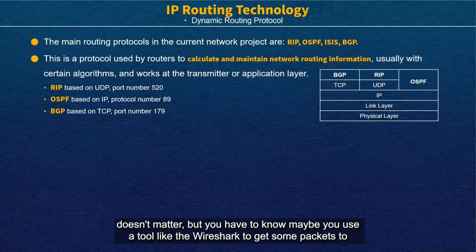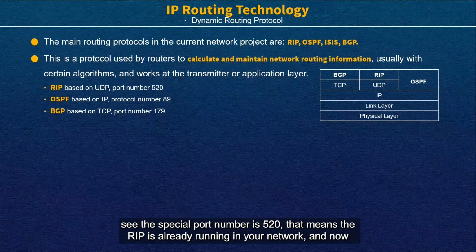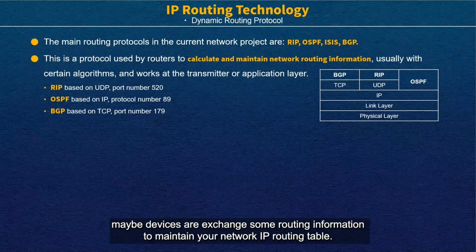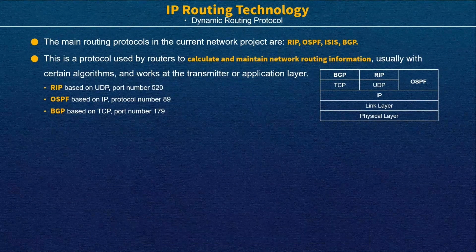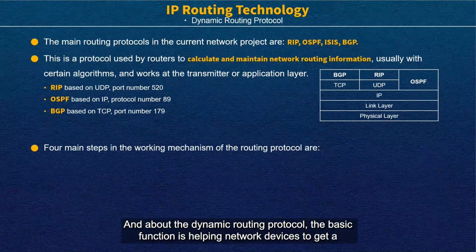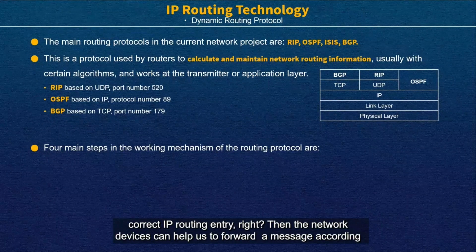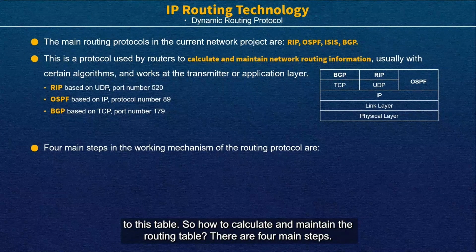But you have to know, if you use a tool like Wireshark to capture some packets and see the special port number 520, that means RIP is already running in your network. So now maybe they are exchanging some routing information to maintain your network IP routing table. And about the dynamic routing protocol, the basic function is to help the network devices get the correct IP routing entries, right? Then the network devices can forward the message according to this table.